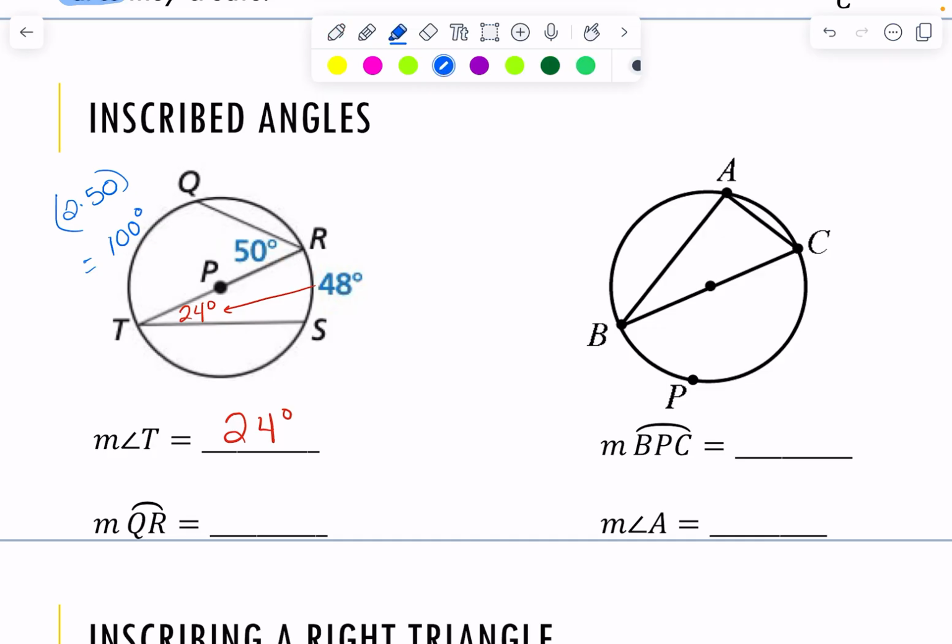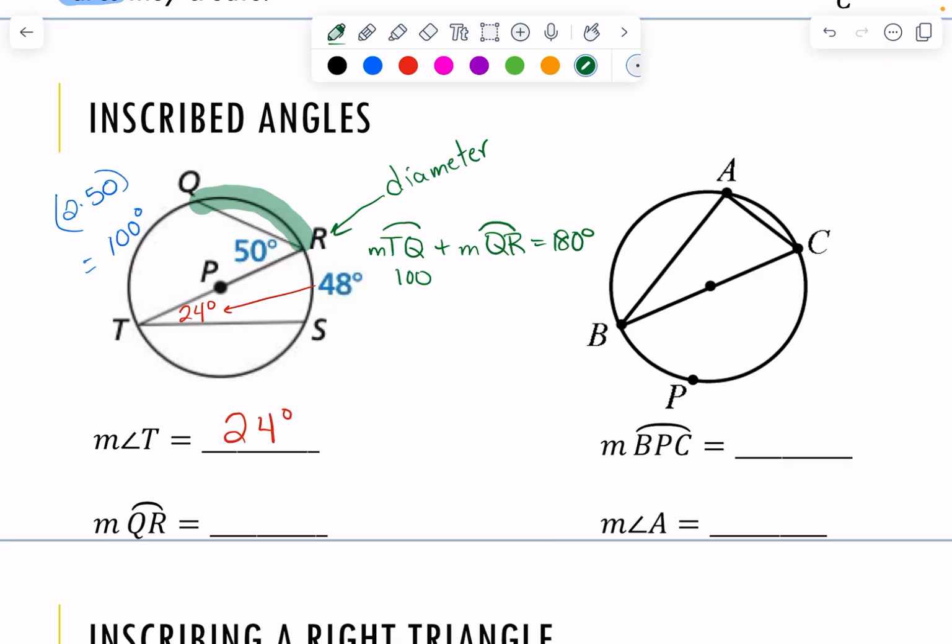But I'm also asked for one additional thing. I am asked for arc QR. Now notice we don't have an inscribed angle, we don't have a central angle to get that. But something I do notice, I notice that TR is a diameter. And if I know TR is a diameter, then I know the arc TQ plus the arc QR would equal 180 degrees because that is the arc together that's opening up to the diameter. So therefore, if I know QT is 100 and I'm looking for the measure of arc QR, then I know that has to be 80 degrees.